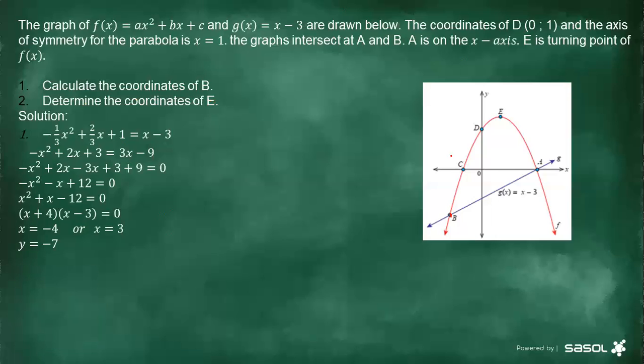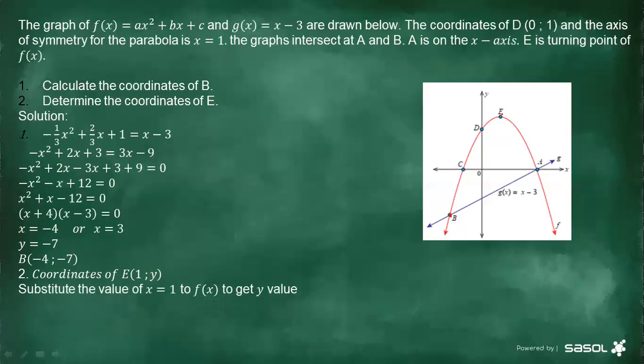Determine the coordinate of E, the turning point of the parabola. The coordinate of E is (1, y), because it was given in the scenario that the axis of symmetry of the parabola is x equals 1. The axis of symmetry is a line that passes through the turning point and then cuts through the x-axis. So this point is 1. We only have to get the value of y so that we can have the coordinates of E.